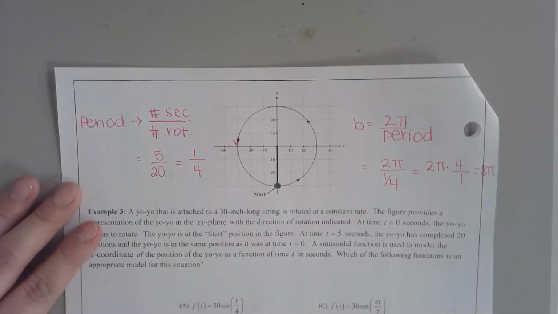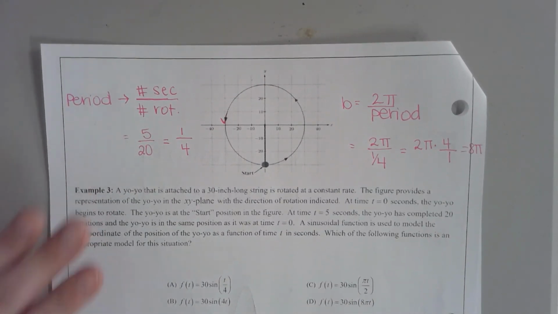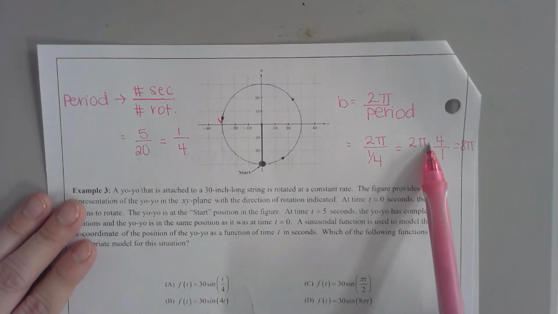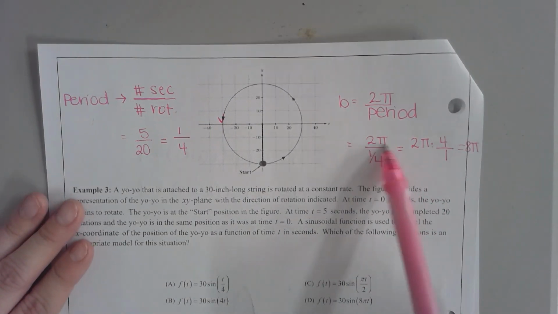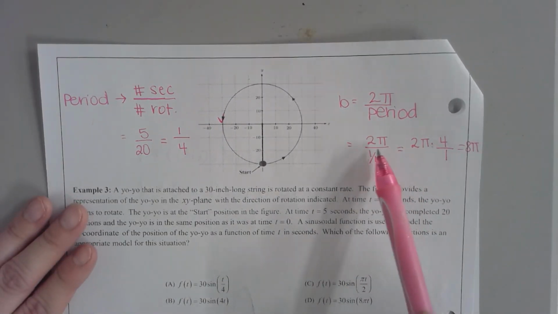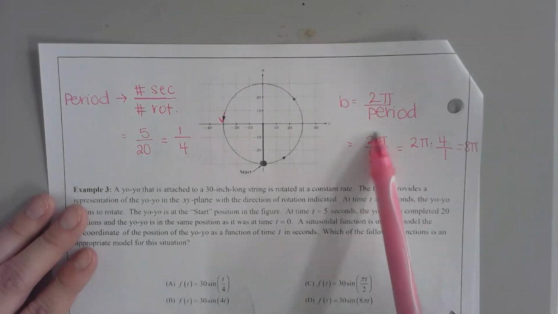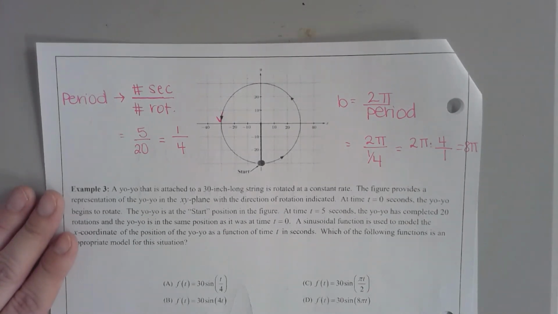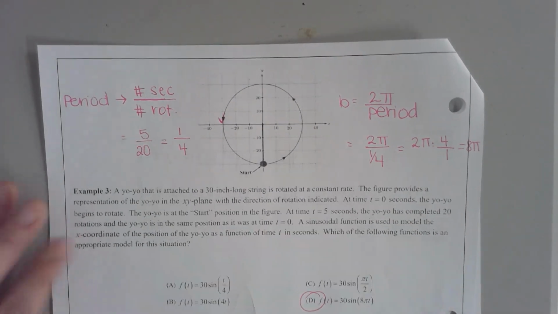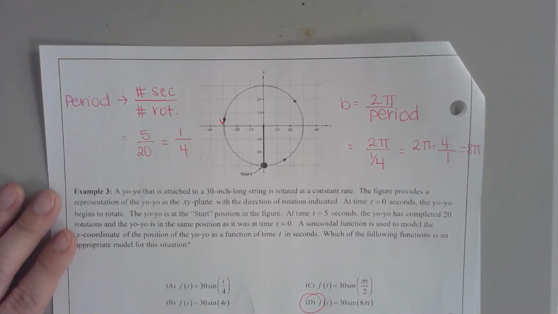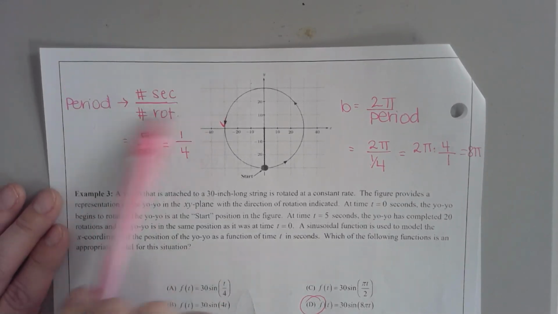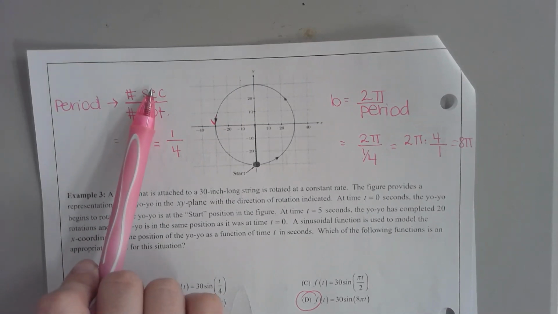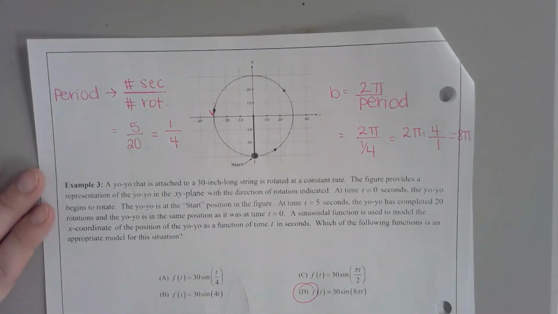So when you divide by a fraction, that's the same thing as multiplying by the reciprocal. So instead of doing 2 pi divided by 1/4, I did 2 pi times 4 over 1. And my B is 8 pi, which automatically means it's going to be D. But your number of seconds compared to your number of rotations, that gives you your period on these kinds of questions. And we didn't really need to do anything further.